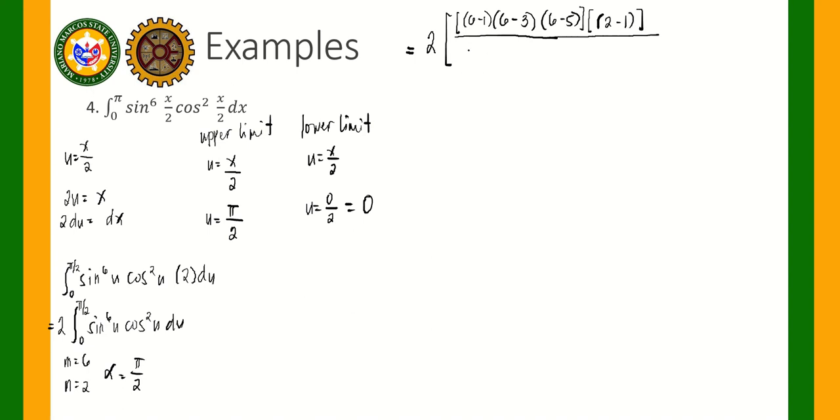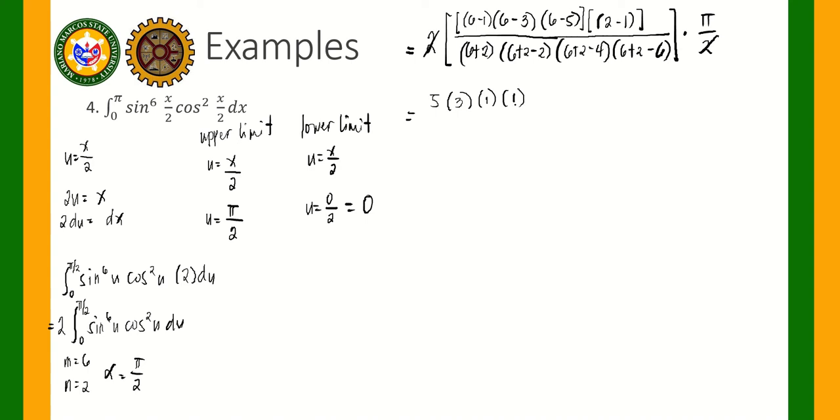All over our denominator, that will be equal to 6 plus 2 multiplied by 6 plus 2 minus 2, 6 plus 2 minus 4, and then 6 plus 2 minus 6. Okay, and that is equal to 2. So we stop there. Multiplied by our alpha, which is pi over 2. And we can cancel this one. Since multiplication naman to, we can cancel si 2, and we will be left with 6 minus 1 is 5, 6 minus 3 is 3, 6 minus 5 is 1, multiplied by 1.